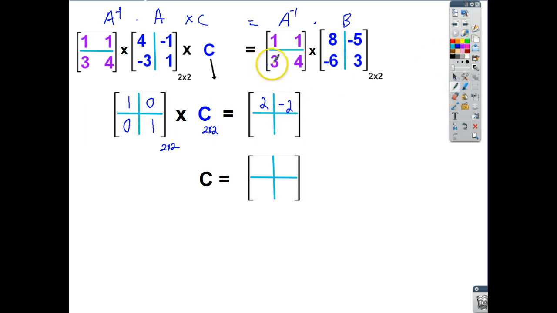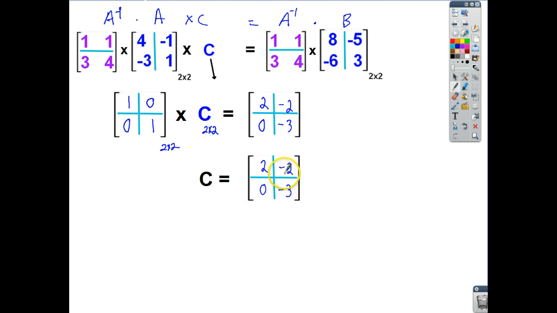Negative 2. Row 2 times column 1. 3 times 8 is 24, plus 4 times negative 6 is negative 24. Positive 24, negative 24 is 0. Row 2 times column 2. 3 times negative 5 is negative 15, plus 4 times 3 is 12. Negative 15 and 12 is negative 3. So C equals 2, negative 2, 0, negative 3.